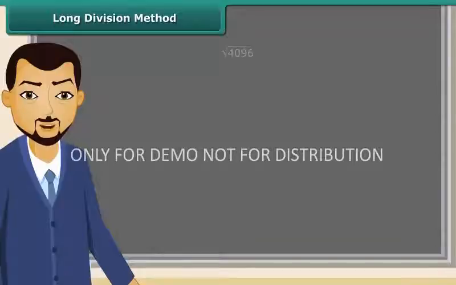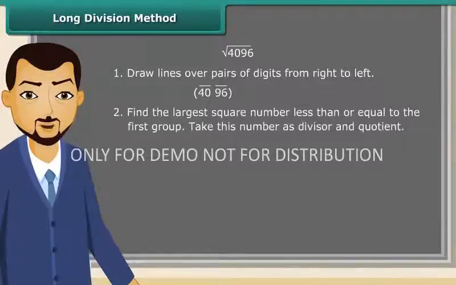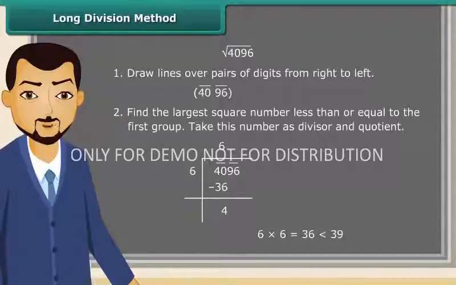For large numbers, the prime factorization method of finding square root becomes difficult. So we use the long division method. Let us look at the steps. First of all, draw lines over pairs of digits from right to left. Next, find the largest square number less than or equal to the first group, that is 40. Since 36 is less than 40, we take 6 as the divisor and 6 as the quotient.